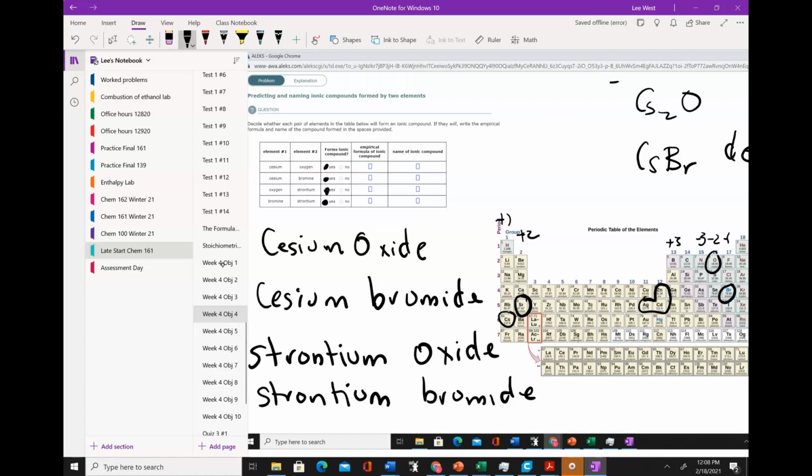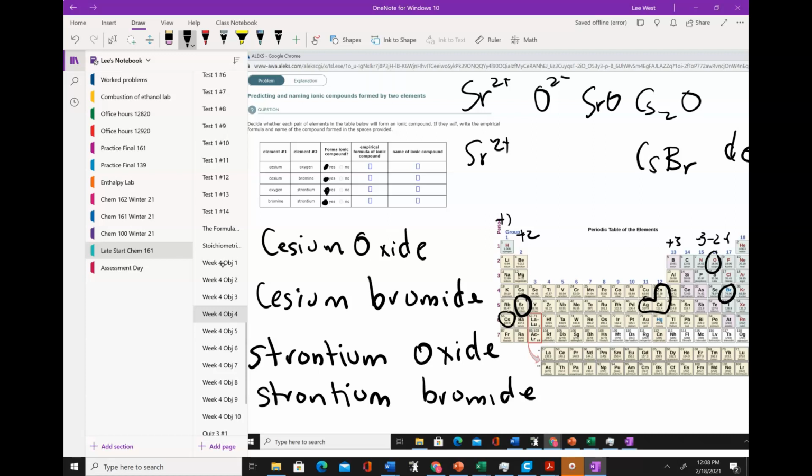So strontium is in group 2A, so it forms a strontium 2+. We've got 2 of these guys. We may as well do both of them at the same time. The first one is going to combine with oxygen. Oxygen's in group 6A, so it's -2. They're going to combine 1 to 1 because they have equal and opposite charges, so that'll be strontium oxide.